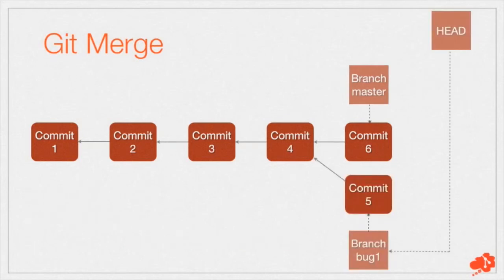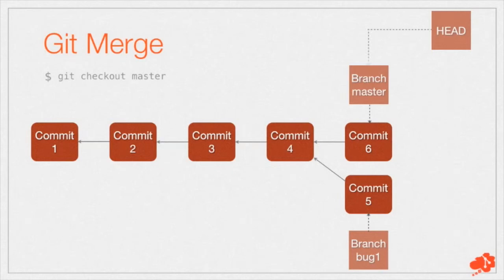Let's look at a more complex case. In this case, you still had the bug report, you created your bug1 branch, you made your fix, which created commit 5, but in the meantime, somebody else made a commit that we'll call commit 6 to the master branch. Now when you go to merge your bug fix into master, what's going to happen?